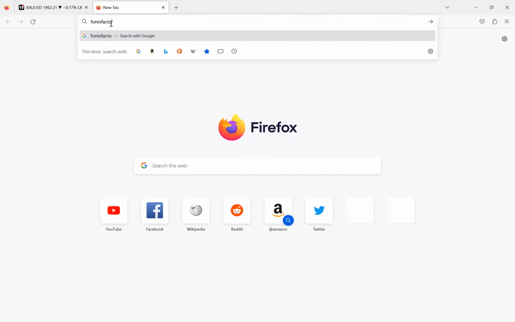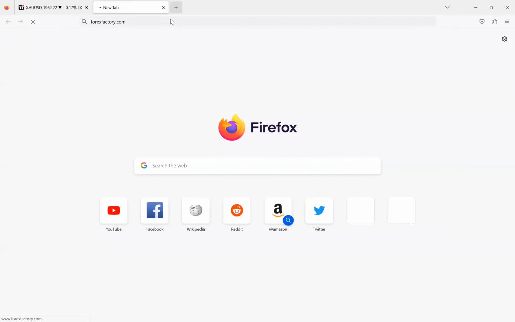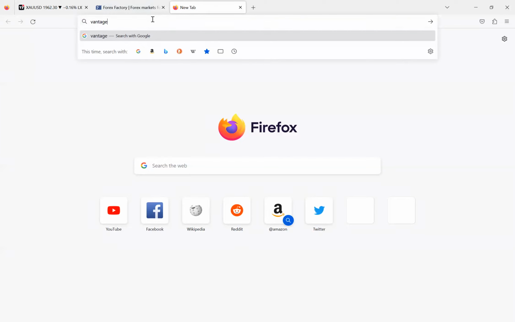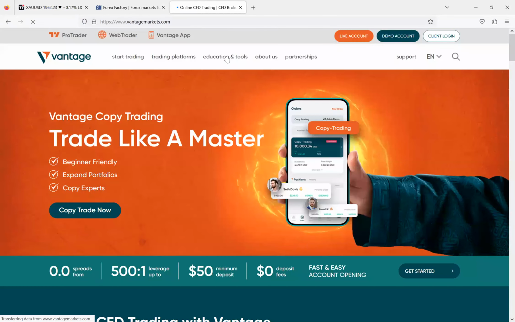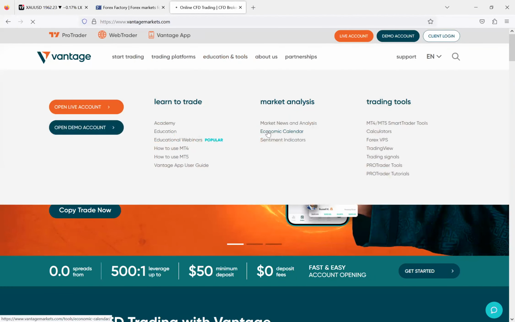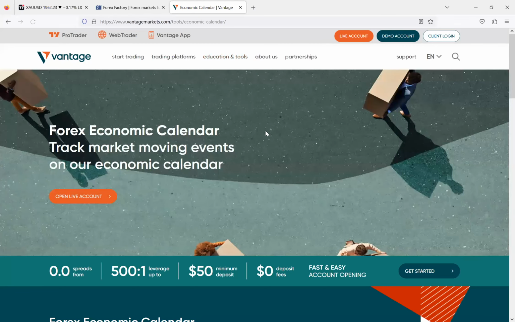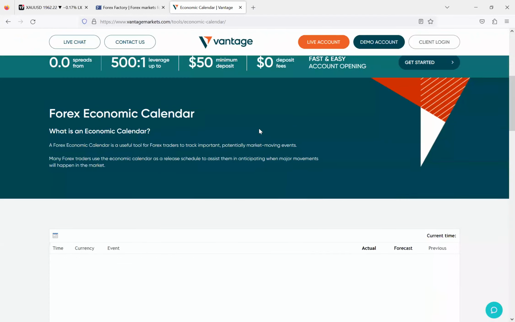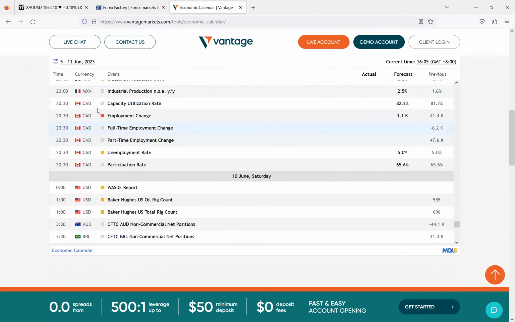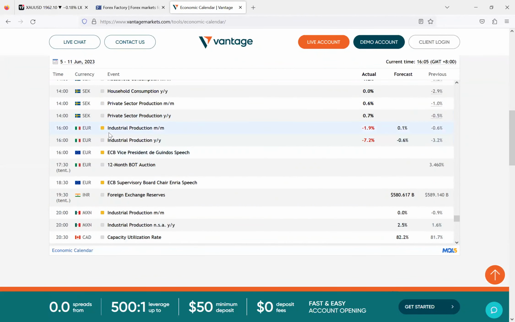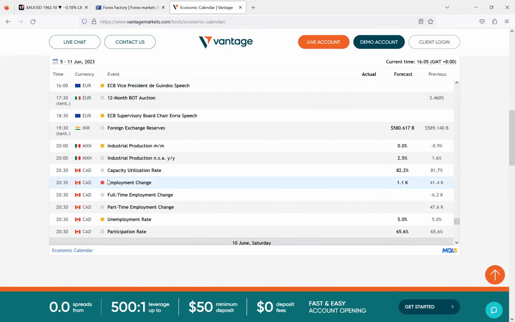So one of them will be forexfactory.com and the other would be Vantage Markets. So you can use either of them, right? So vantagemarkets.com, under education and tools, economic calendar. This will give you a list of events as well as the time. You can actually adjust it according to your local time. And these boxes that we're seeing here represent the impact of these events. You can see the ones in amber are the medium impact events, and the ones in red are the high impact events.